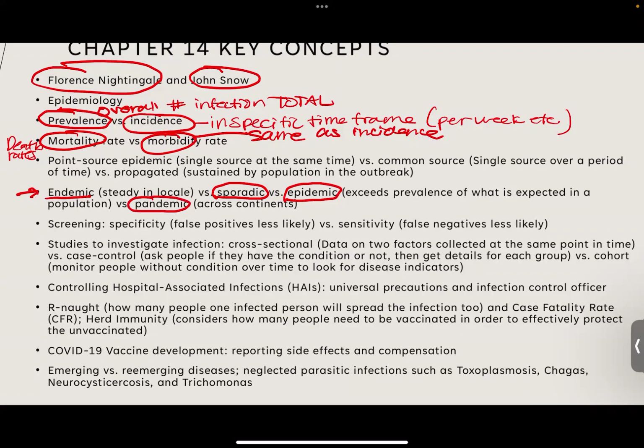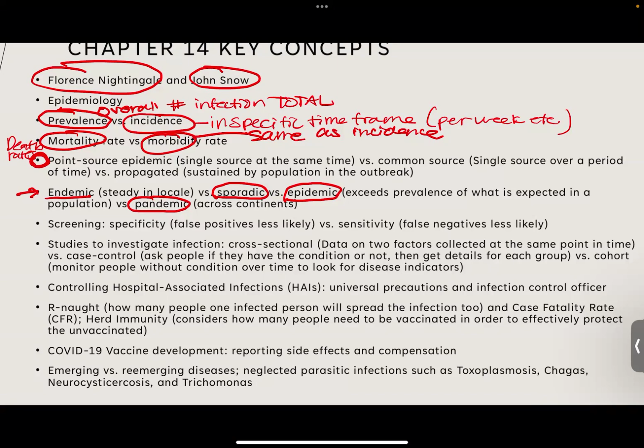All right, so now coming back up to these up here, the point source versus the common source versus the propagated. When you have an outbreak, a point source outbreak is where you can say everybody got sick at this time from this place. So if I came in here and I sneezed and 5 of you got COVID from my COVID, that was one point in time where 5 people may have gotten sick. Yes? So that's a point source.